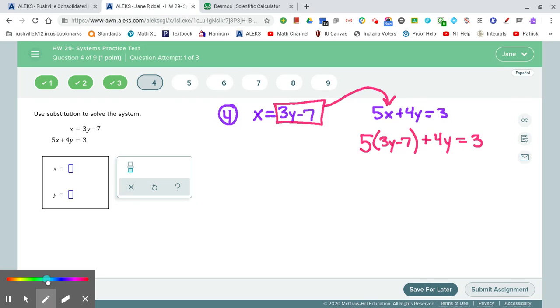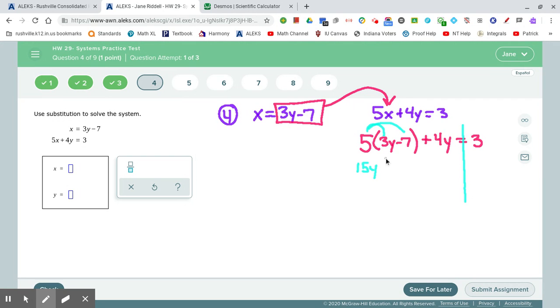So now this takes us back to chapter 2 where we solved equations. So solving an equation, you need to separate the left-hand side from the right-hand side. And on the left-hand side and right-hand side, simplify it as much as possible. So over here, I need to get rid of parentheses, which means multiply. So I'm going to take 5 times 3y, which will give me positive 15y. And then I'm going to take 5 times negative 7.